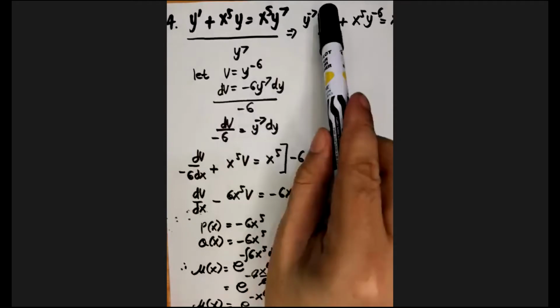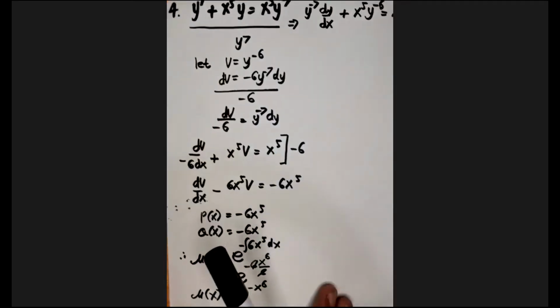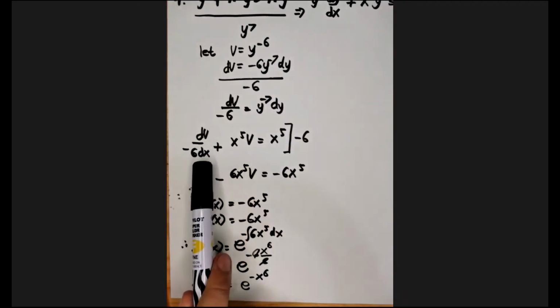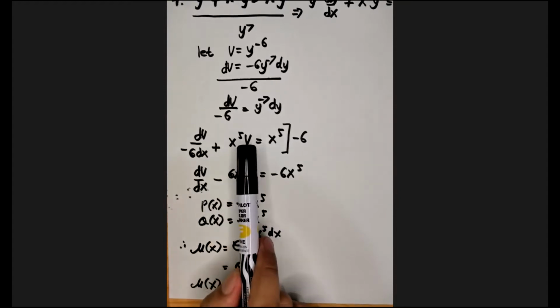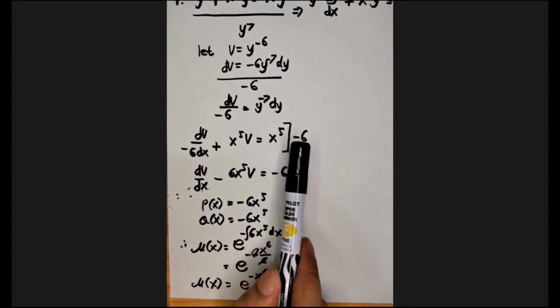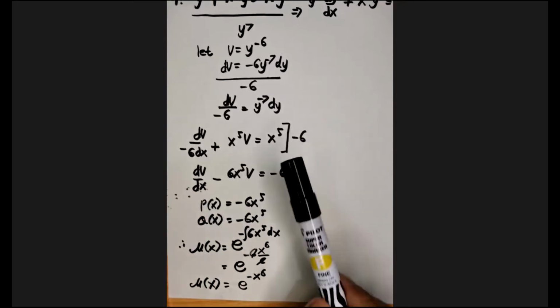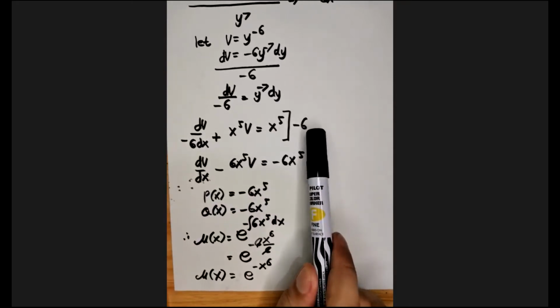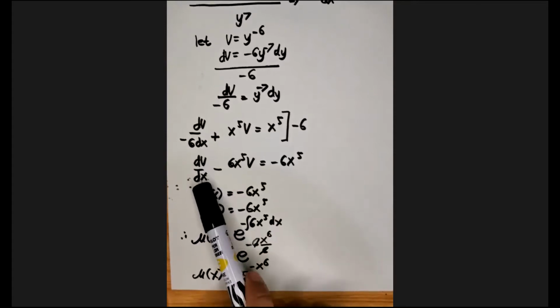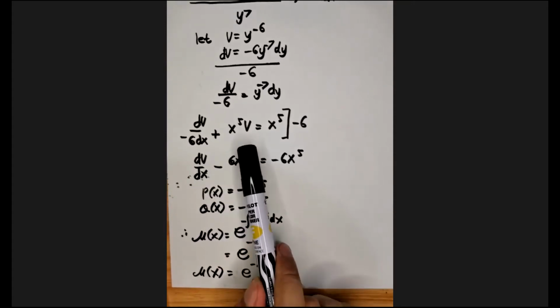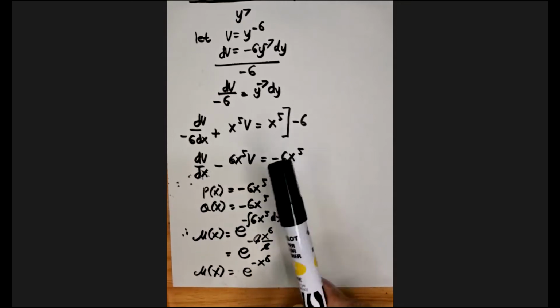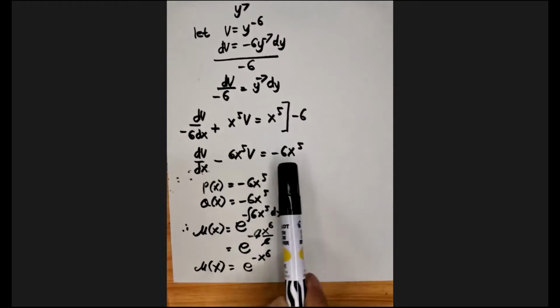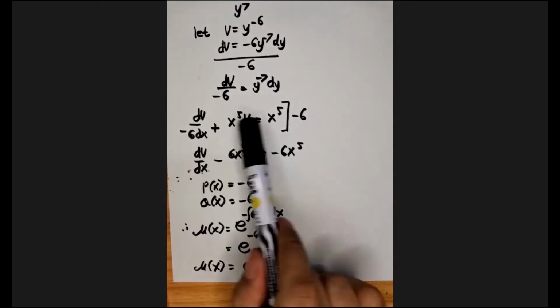And then substitute that into this equation. So we'll have dv over negative 6 dx plus x raised to 5 v is equal to x raised to 5. So we need to eliminate negative 6 and multiply the whole equation by negative 6. So we'll have dv over dx minus 6x to the 5 v is equal to negative 6x raised to 5. And so we found our p of x and q of x for the linear part.